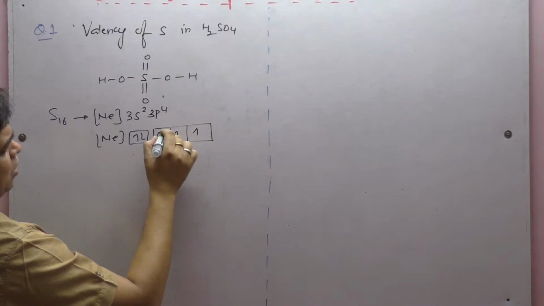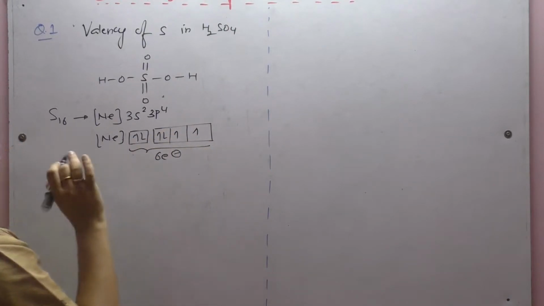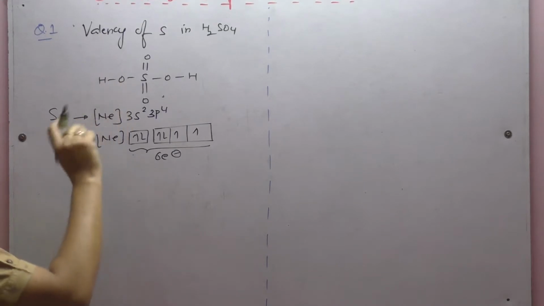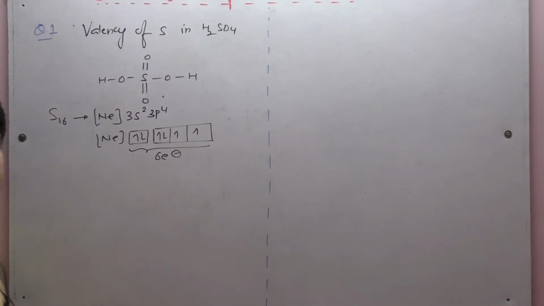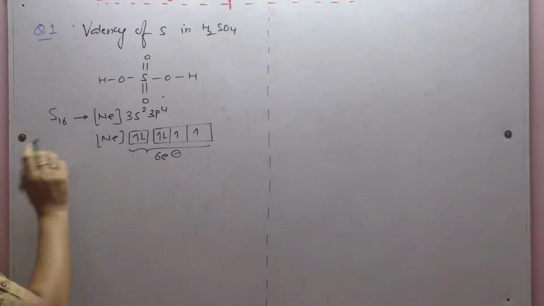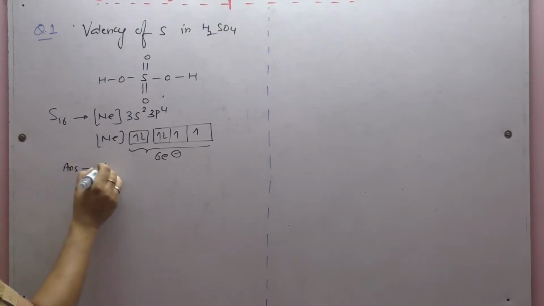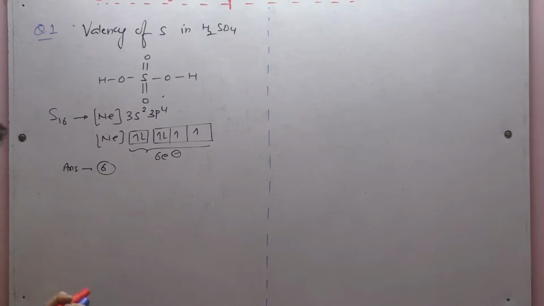1, 2, 3 and 4. All these 6 electrons are going to be used in the bond formation. So we can say the valency of sulfur in this is 6, or we can say it is a covalency. So the answer will be 6. Fine. Now come to question number 2.